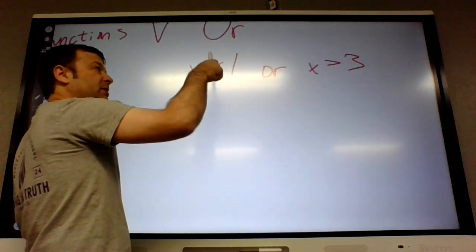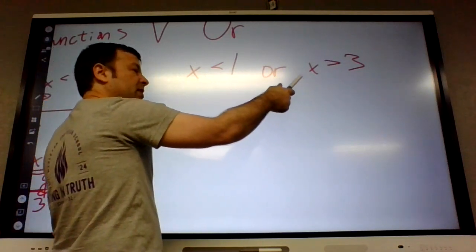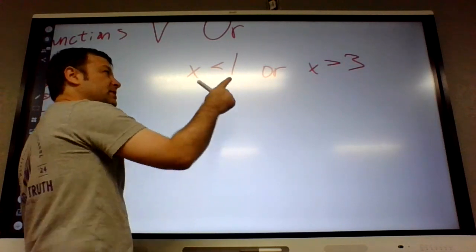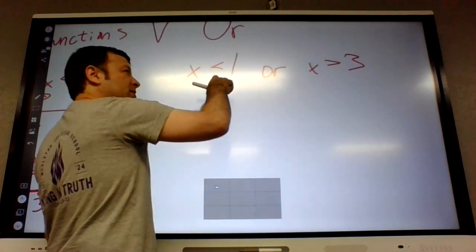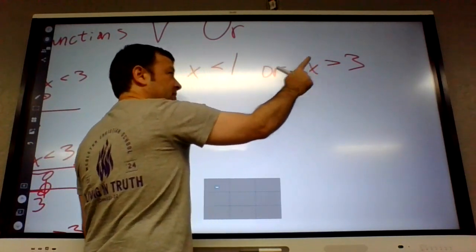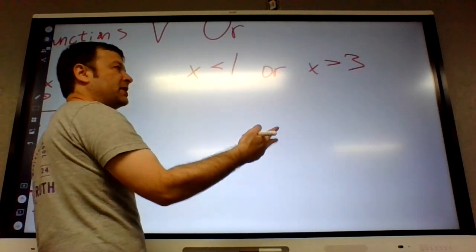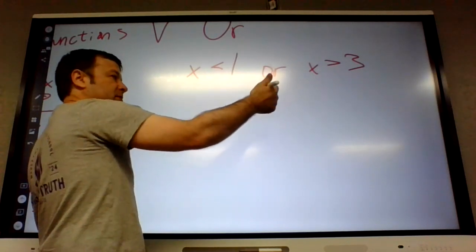Is 0 less than 1? Yes. Or greater than 3? No. Okay, the or means one of them is true though, right? So, yes, 0 is less than 1 or greater than 3. Is 4 less than 1 or greater than 3? Yes. If it meets one of them, it works. Okay, so the only thing that doesn't work is, is 2 less than 1 or greater than 3? No.